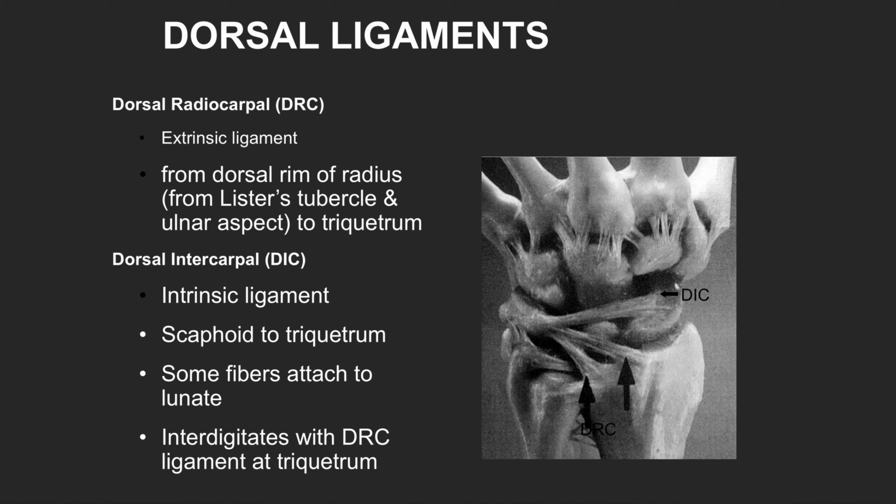and the dorsal intercarpal ligament goes from the scaphoid all the way over to the triquetrum. Some fibers are attached on the lunate, and it interdigitates with the dorsal radiocarpal at the triquetrum. So there's a convergence, like a V, of those two ligaments. The dorsal intercarpal is considered one of the intrinsic ligaments because it runs from one carpal bone to the other.